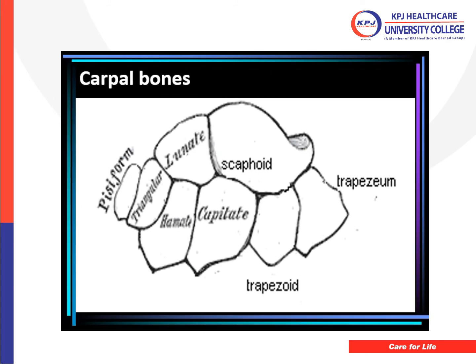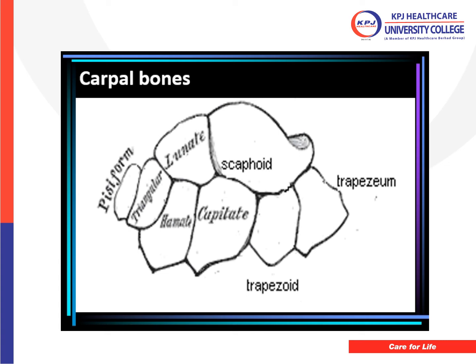Now learning about the bones themselves, the carpals. Moving on to the wrist, more specific to the wrist. You can see here the carpal bones, consisting of the pisiform, triangular, lunate, hamate, capitate, scaphoid, trapezoid, and trapezium. My lecturer used to say you have to create an acronym.